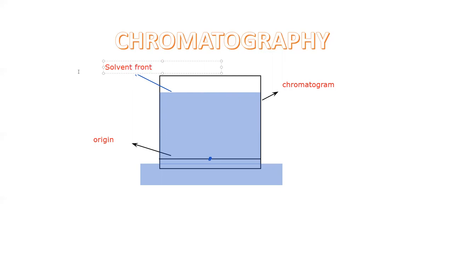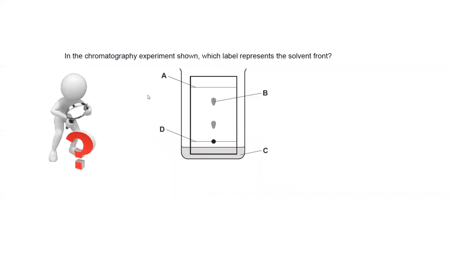So in the question, they are asking which label represents the solvent front, A, B, C, or D. A is representing the solvent front. B is representing the spot or component of the sample. D is representing origin. And C is representing the solvent. Is it clear? Yes, Saim Ahmed.